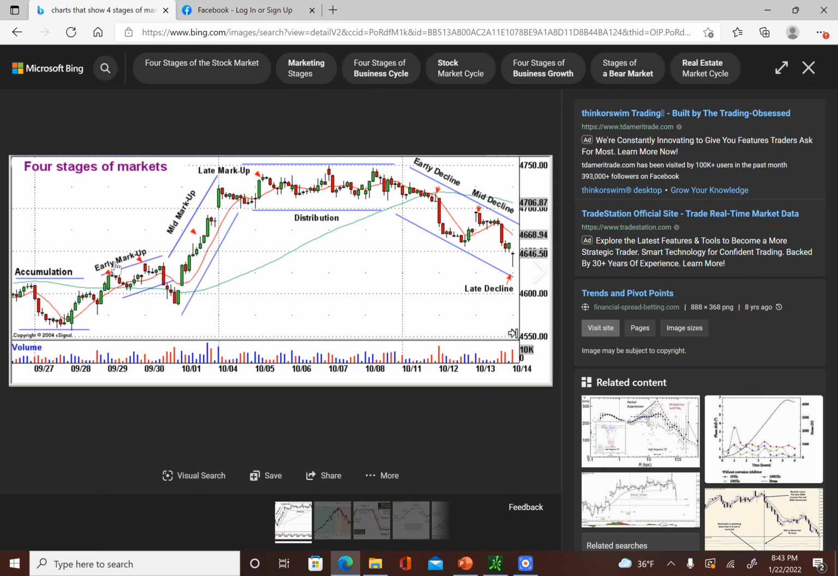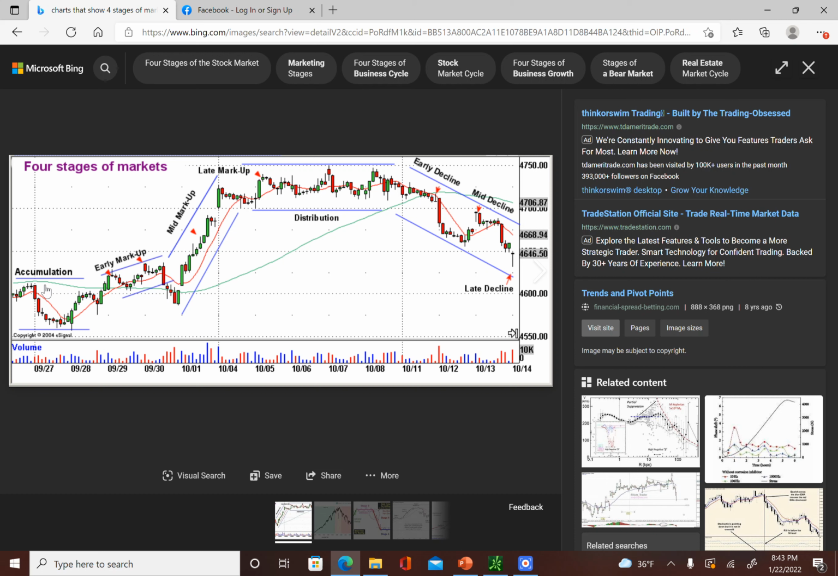I don't necessarily use these terms mid, early, late markup, but this is their terminology for it, and it makes the good point that it's not quite as straight-lined as that first example. It's not going to be straight lines. You're going to have fluctuations even in each phase. In each phase of the cycle, you'll still have fluctuations in that stage.